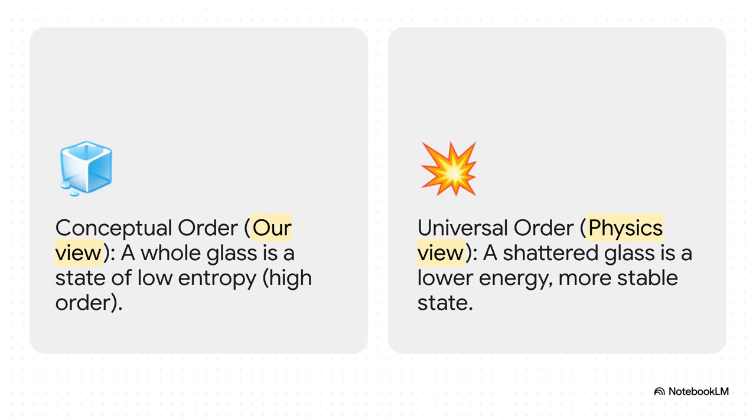From our human point of view, a whole glass sitting on a table is orderly, but to the universe, a shattered glass on the floor is actually a more stable, lower energy state. It's more orderly from a physics perspective. A truly intelligent system has to understand both kinds of order. Its real genius lies in creating meaningful human order and ideas, all while knowing that the universe itself trends toward chaos.